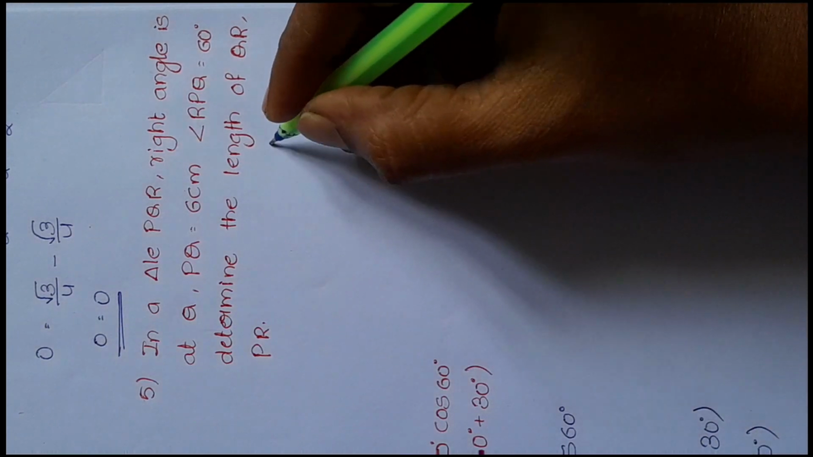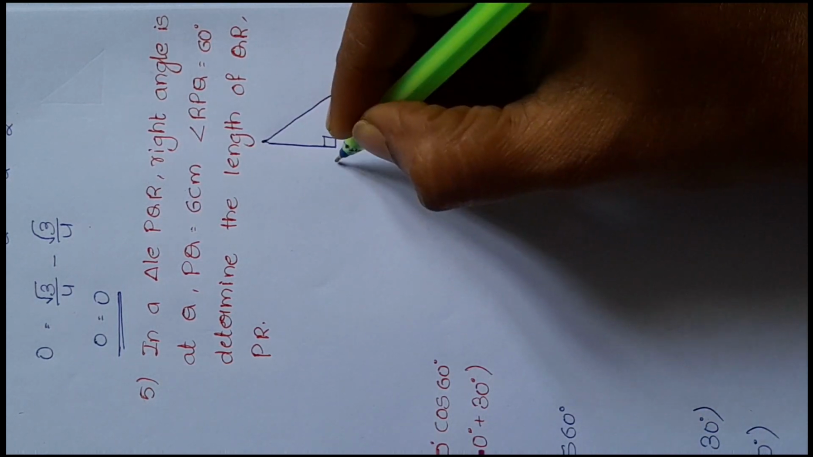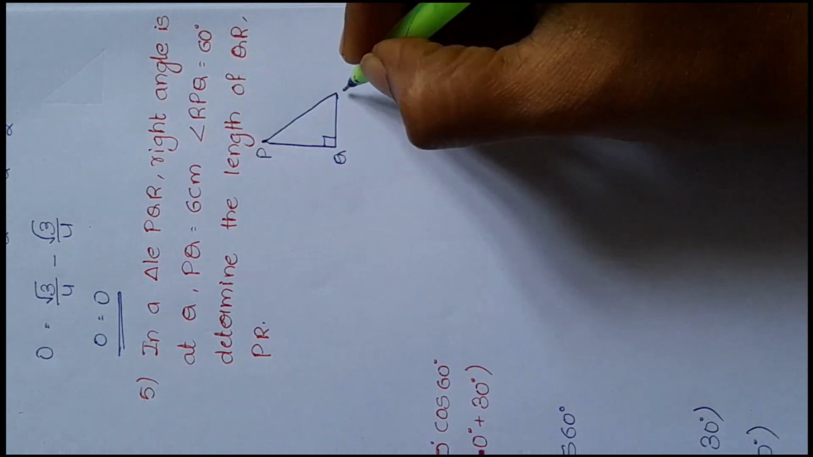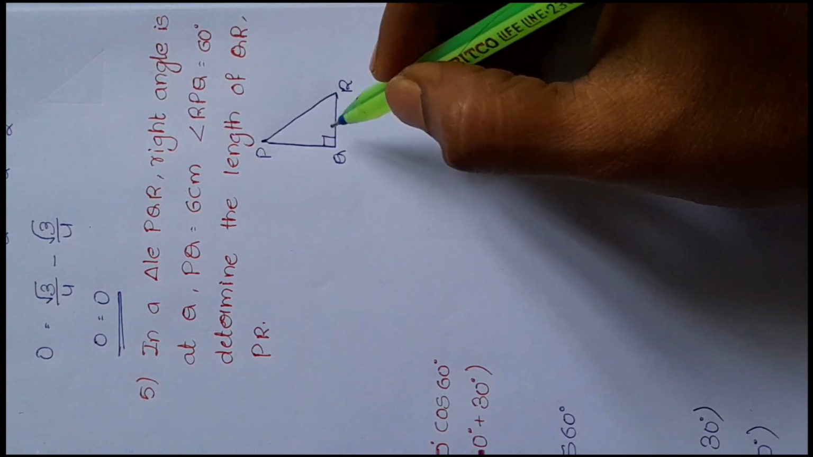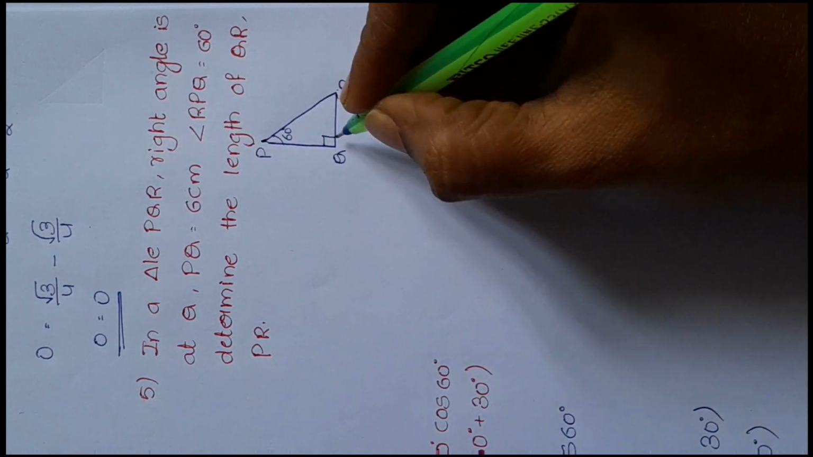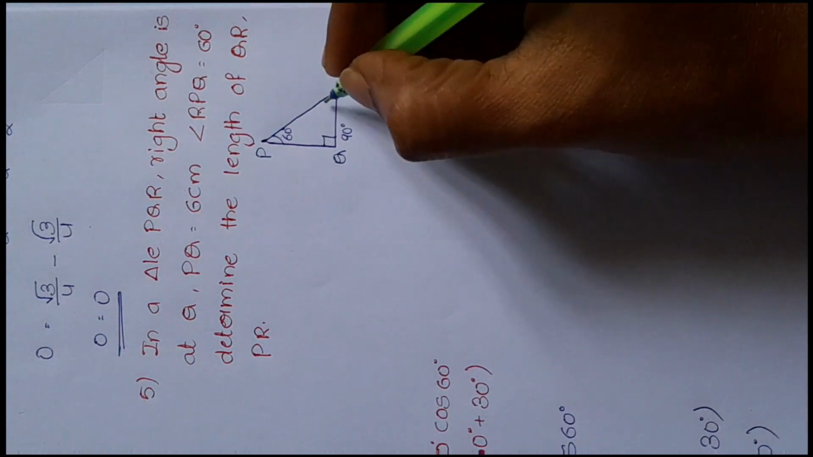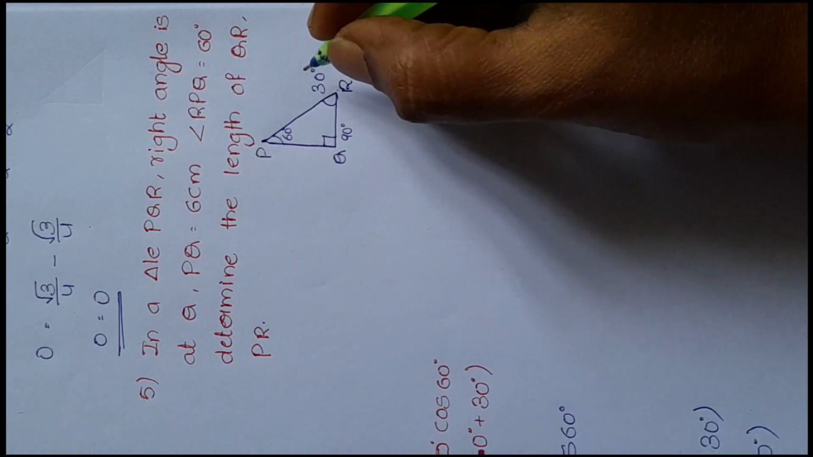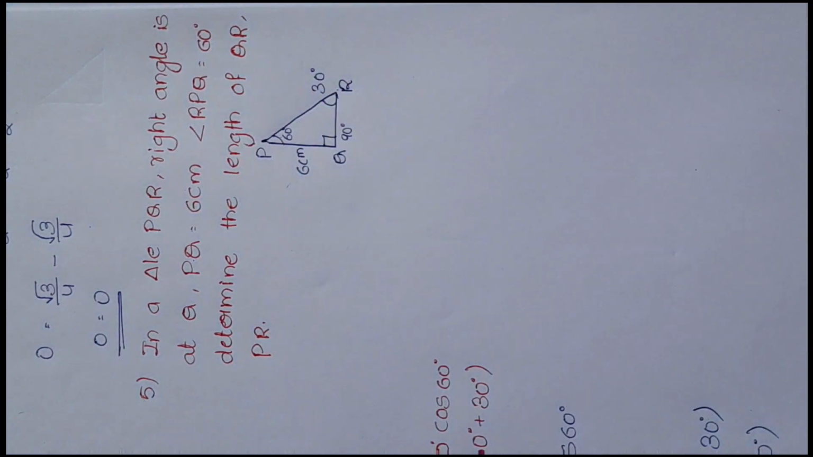Now let us construct the right angle triangle first. Here given it is 90 degrees at Q. Let this be Q, P and R. Angle RPQ is equal to 60 degrees. So RPQ angle is 60 degrees. The sum of the angles in a triangle should be 180 degrees. So if this is 90 and this is 60, this should be 30 degrees. And given PQ length is 6 centimeters. Now we should find QR and PR.